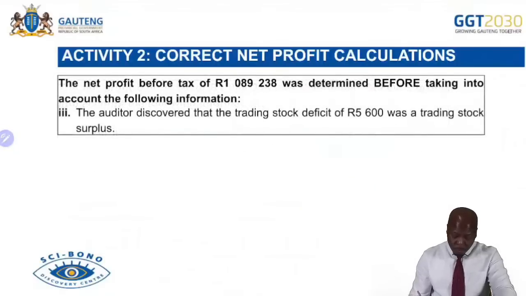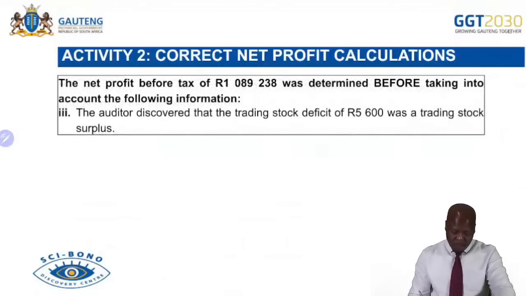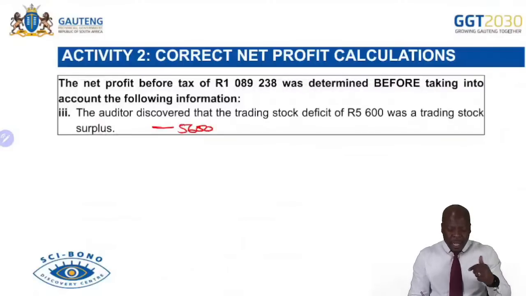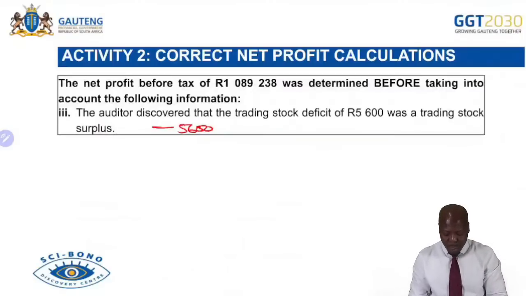It reads, the auditor discovered that the trading stock deficit was a trading stock surplus. So if we had a trading stock deficit, how did we record it? We subtracted it under our operating expenses. That means our profit was decreased by 5,600. Now we realize that that deficit was actually a surplus. So to correct that, what do we do?